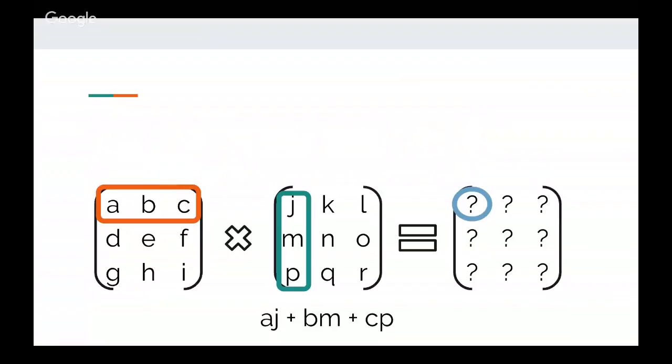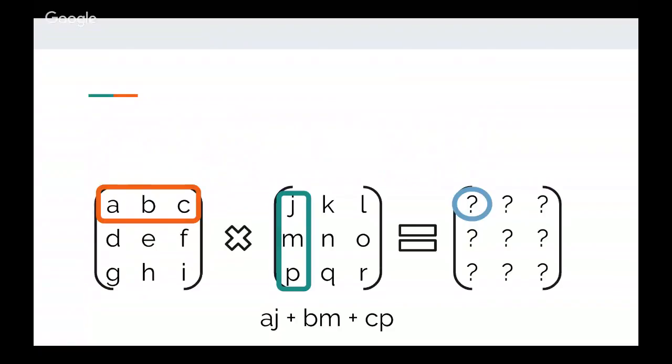Then what would go in the cell to the right of that would be the ABC row times the KNQ column. So it would be AK plus BN plus CQ. Again, I'm being hand-wavy. If this doesn't make sense, that's fine. We'll get to the superpower part in a second. Okay, so that's how they get put together.